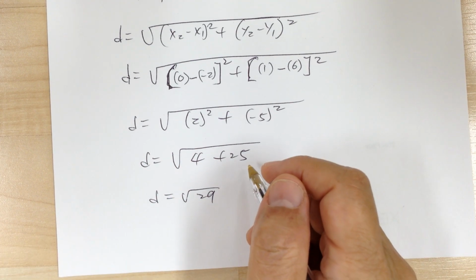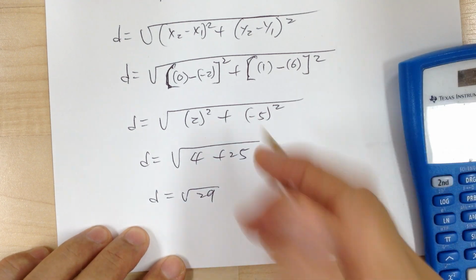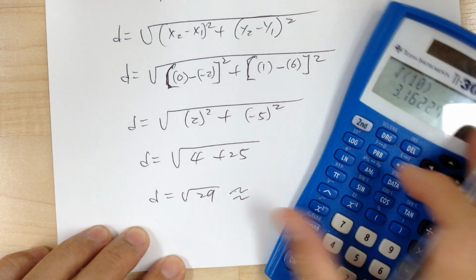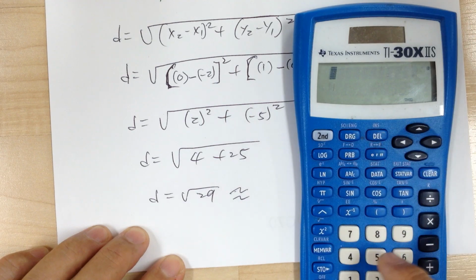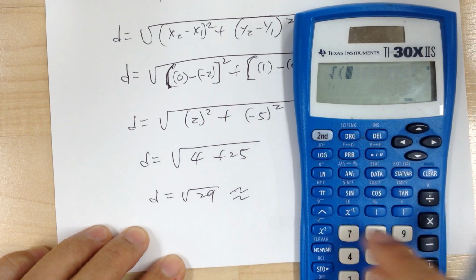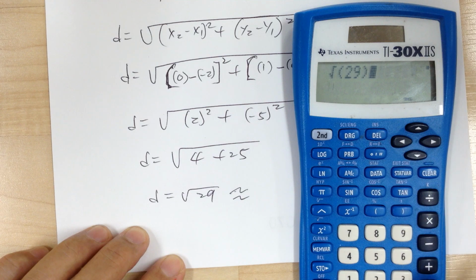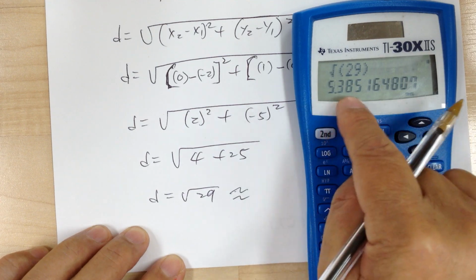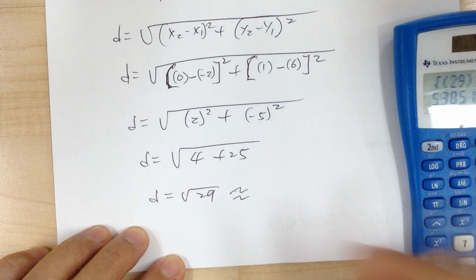Then use your calculator. So this is approximately equal to the square root of 29, which is 5.385, so the nearest tenth will give you 5.4.